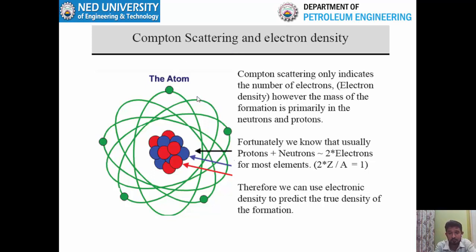But we know that generally the protons plus neutrons are twice that of electrons, and this relationship works for most of the elements. Two times the atomic number divided by the atomic mass is equal to 1. So we use this principle, that twice the atomic number divided by the atomic mass is generally equal to 1, and by knowing this relationship we convert the electron density as measured by the tool into the formation density.